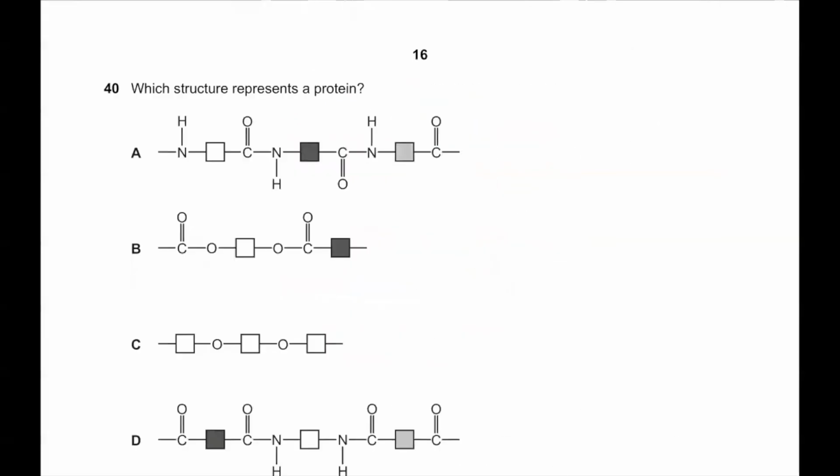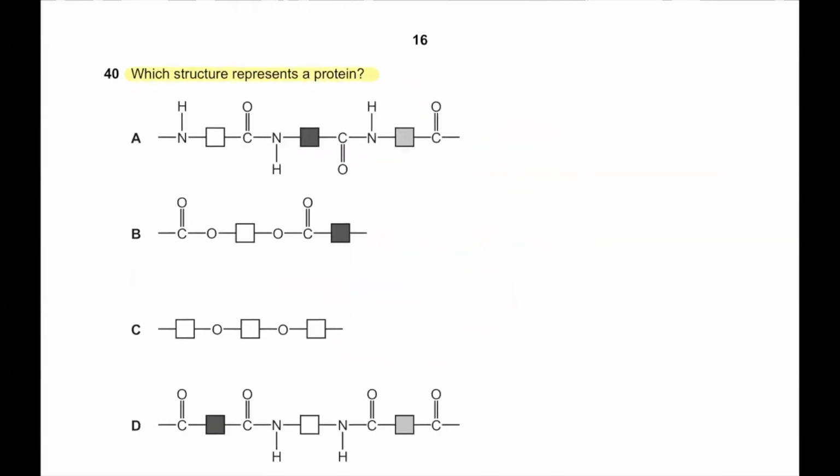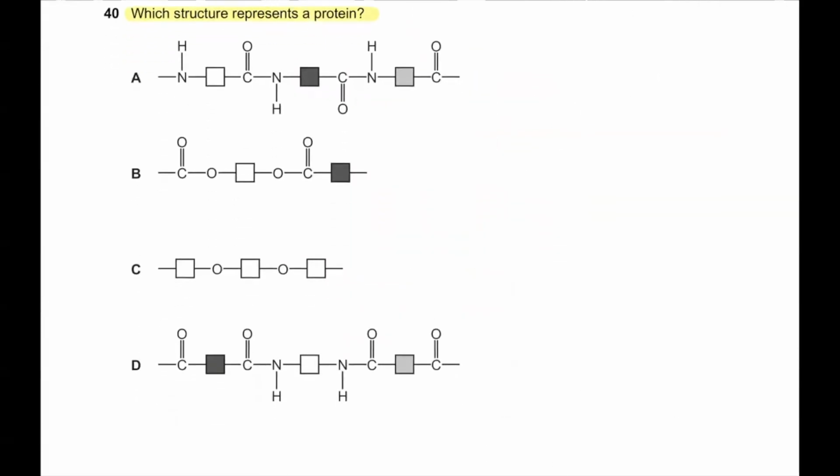Question number 40. Which structure represents a protein? Guys, this is the easiest question and could be the hardest question for any student. Whenever we see an NH, it represents an amine. And whenever we see a CO, it represents an organic acid. And as you can see, there are different groups over here.